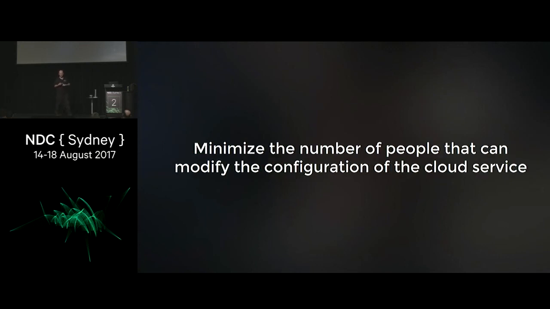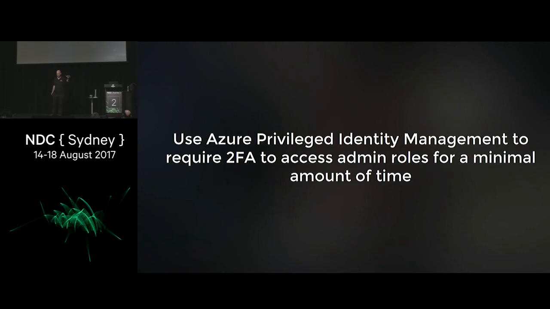Minimize the number of people that can modify the configuration of the cloud servers. Get people out of your global admins group. Work out what they're meant to do and then restrict their permissions. This is a big one because there's a lot of organisations where everybody can go and do anything.